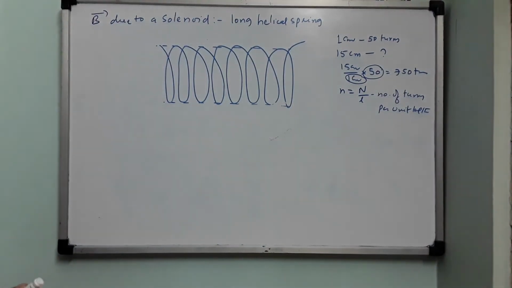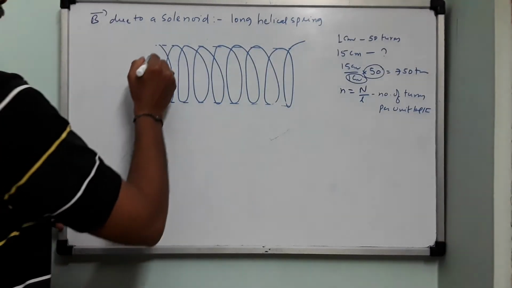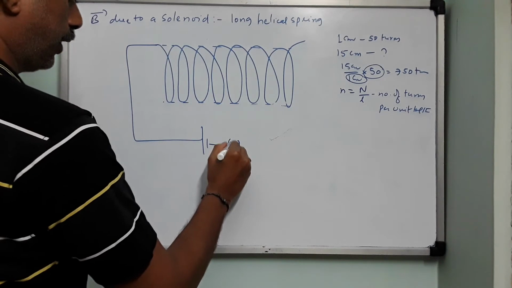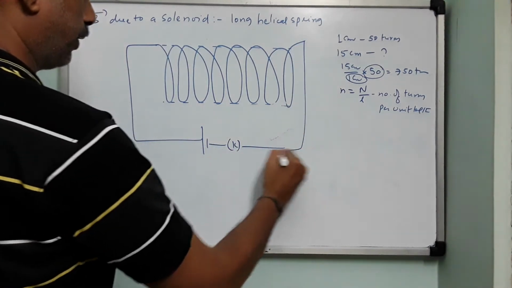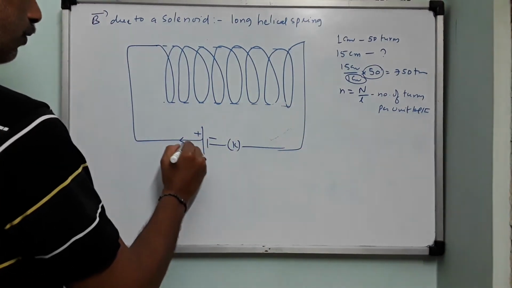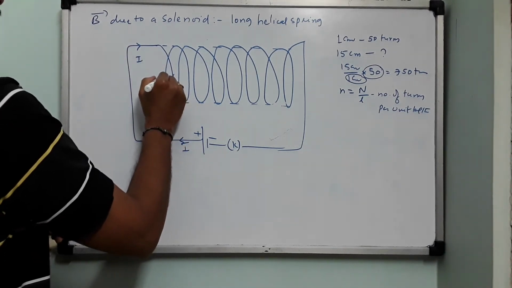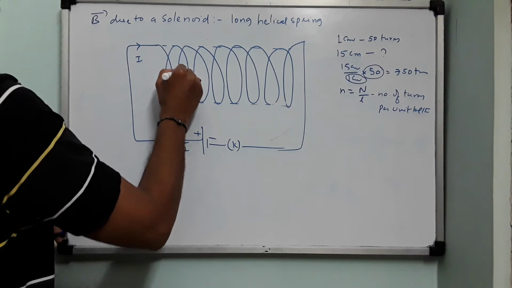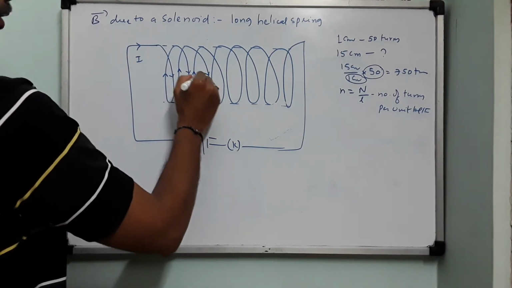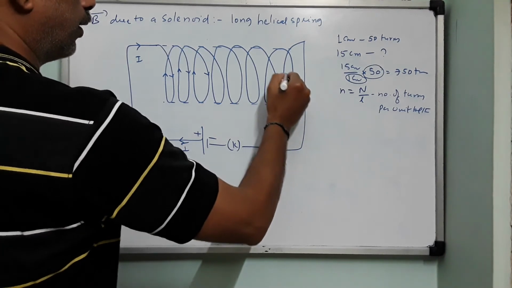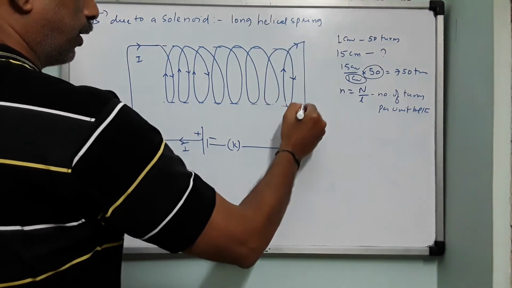Now, to such a solenoid, when you connect a battery with a key in series, what will happen? The current will flow out from the positive terminal. So it will come like this, enter here, go like this, enter here, go like this, enter here, go like this. Like this it will be threading. I am using the word that the current is threading, and it will come out.